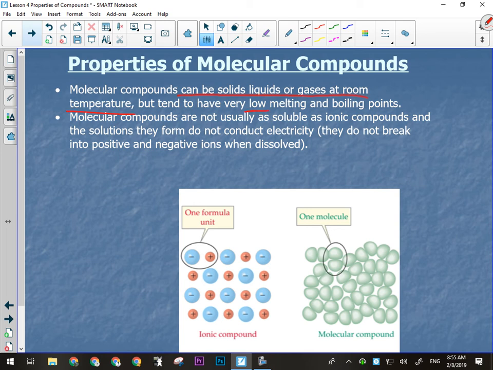They have low melting and boiling points. Molecular compounds are not usually as soluble. Not good to have rules that contain 'usually' because then it's sometimes, and we don't like that. But they're not usually as soluble as ionic compounds, and they do not ever conduct electricity when they're in solution because they don't break up into charged particles.